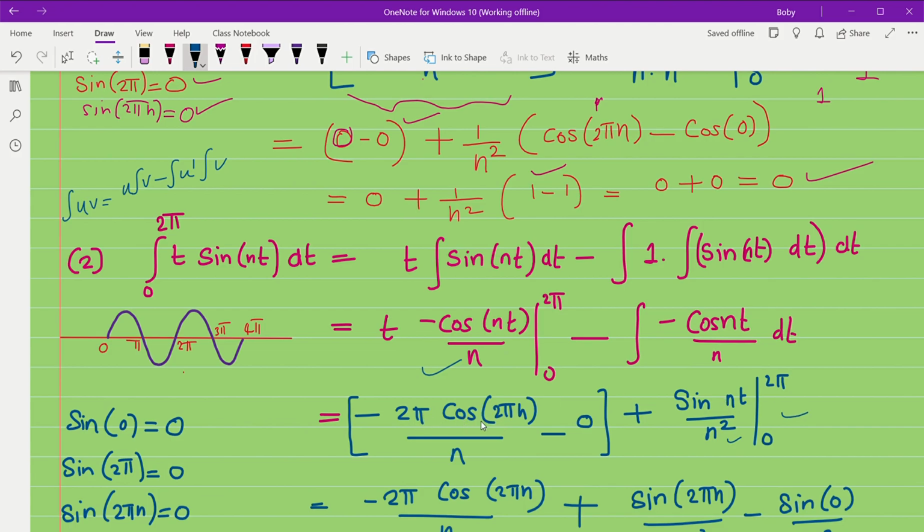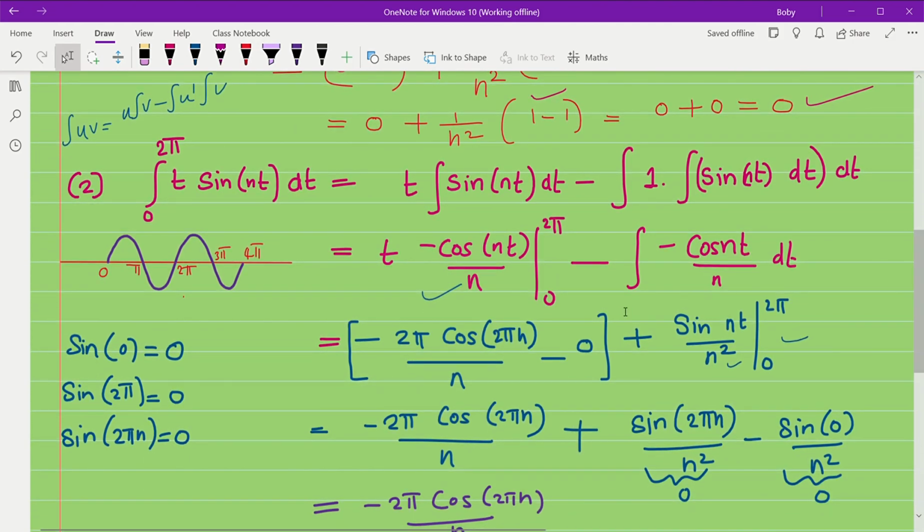Now the first part: applying the upper limit, we get 2 pi cos 2 pi n divided by n, minus the lower limit. The lower limit is 0, so t becomes 0 and the entire term will become 0. So what remains is minus 2 pi cos 2 pi n divided by n. What is cos 2 pi? Cos 2 pi is 1. Cos 2 pi n is also 1. But our term does not cancel out. That term remains like this: minus 2 pi cos 2 pi n divided by n.